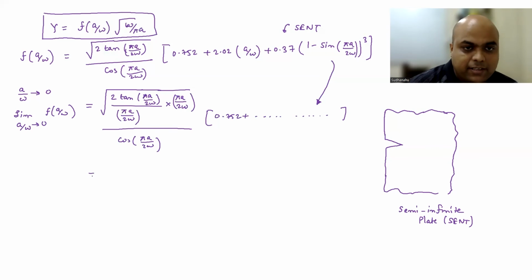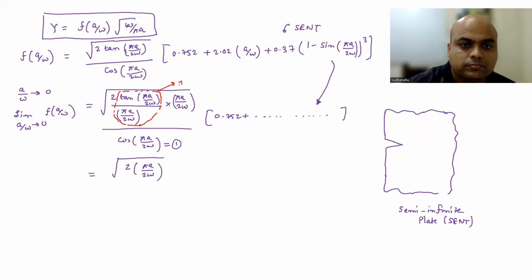We can further write this as tan theta by theta, where the limit as theta tends to 0 becomes 1. So the expression now will be root of 2 by pi a by 2W, and the cos(pi a by 2W), as a by W tends to 0, this expression becomes 1. Similarly, I just mentioned that this particular expression also becomes 1. So now you have 0.752 plus all these values.